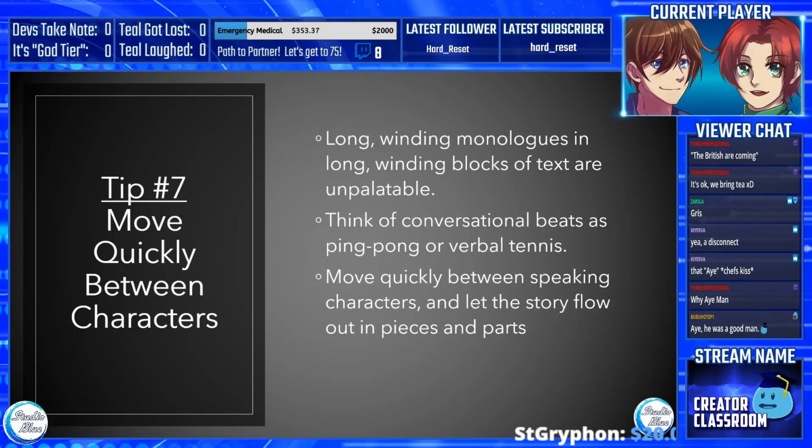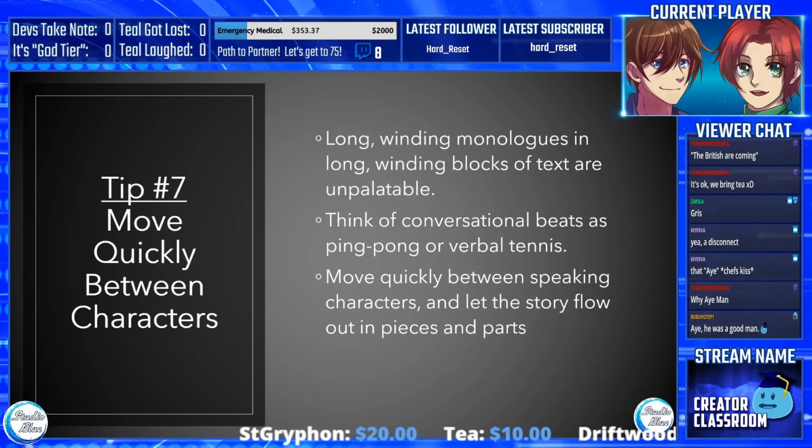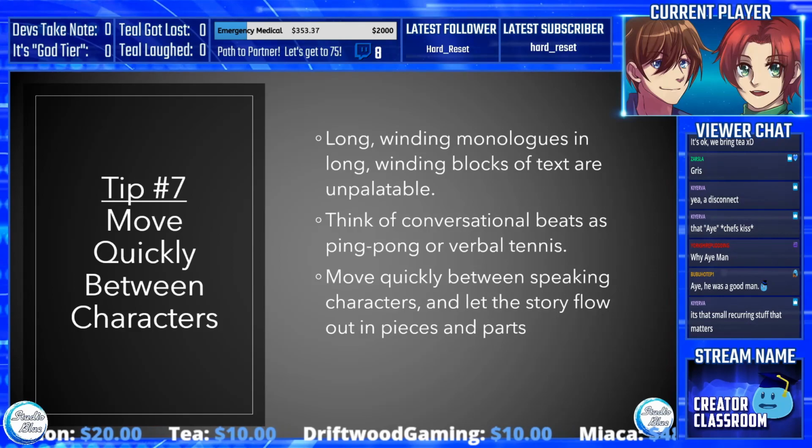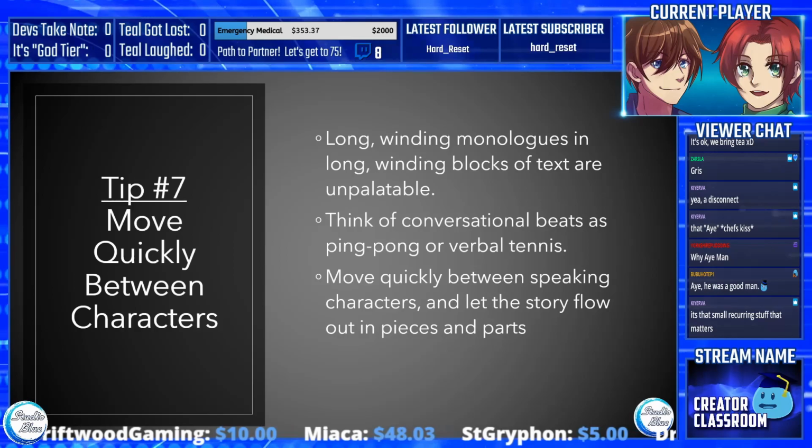It's hard. It is very hard. When the bad guy sits there and gives his evil plan, it's so much easier if something happens in the background to break it up. Think of conversational beats as ping pong or verbal tennis. I've already said that earlier. Back and forth, back and forth.